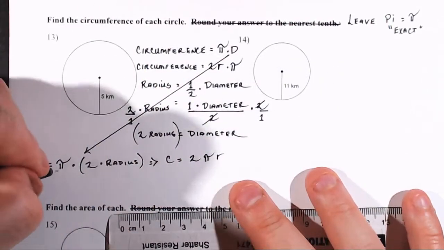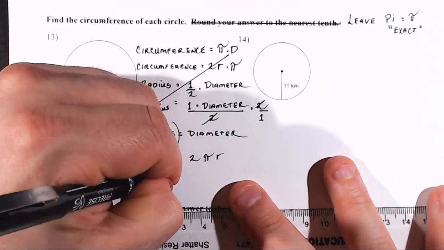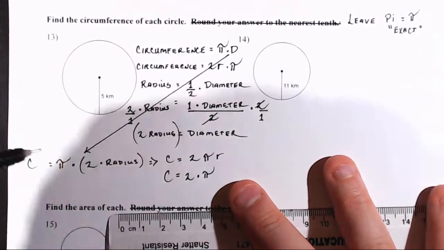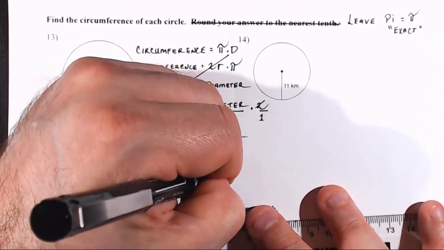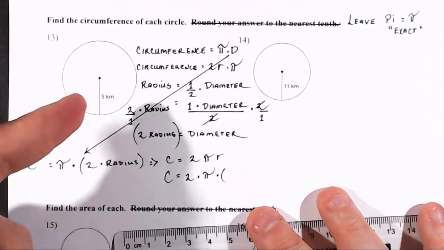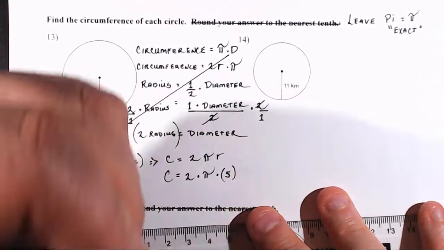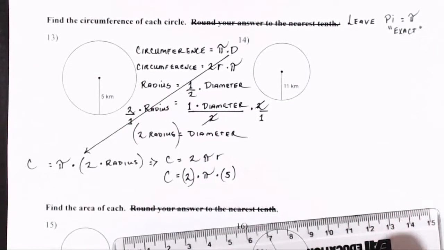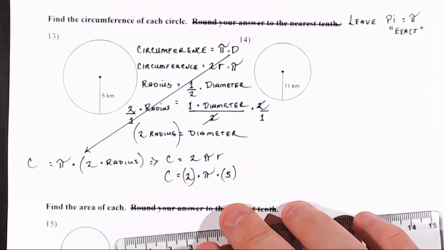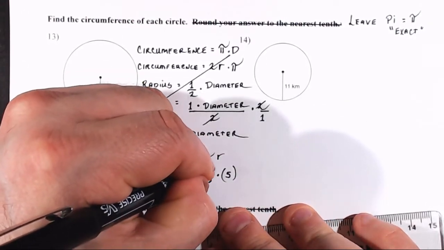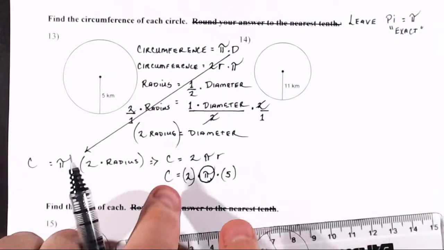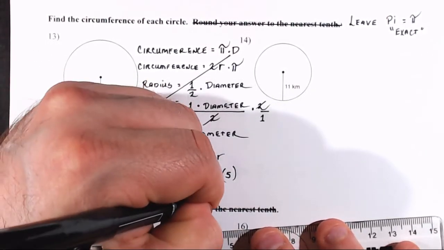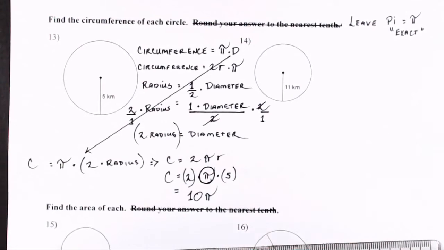So now it's just a matter of plugging it in. I've got C is equal to 2 times pi, and all I'm going to do is plug in the radius figure now. What's the radius figure? 5. Now we have to multiply together our whole numbers. Remember, we're going to leave pi all by itself. So I've got 2 times 5, which is 10, times pi, which I'll just write 10 pi.